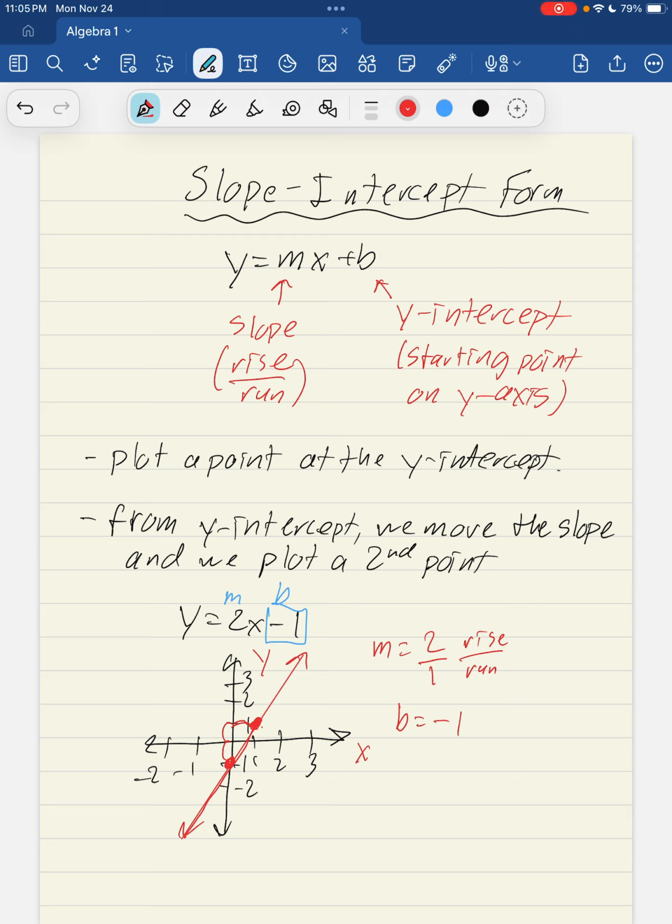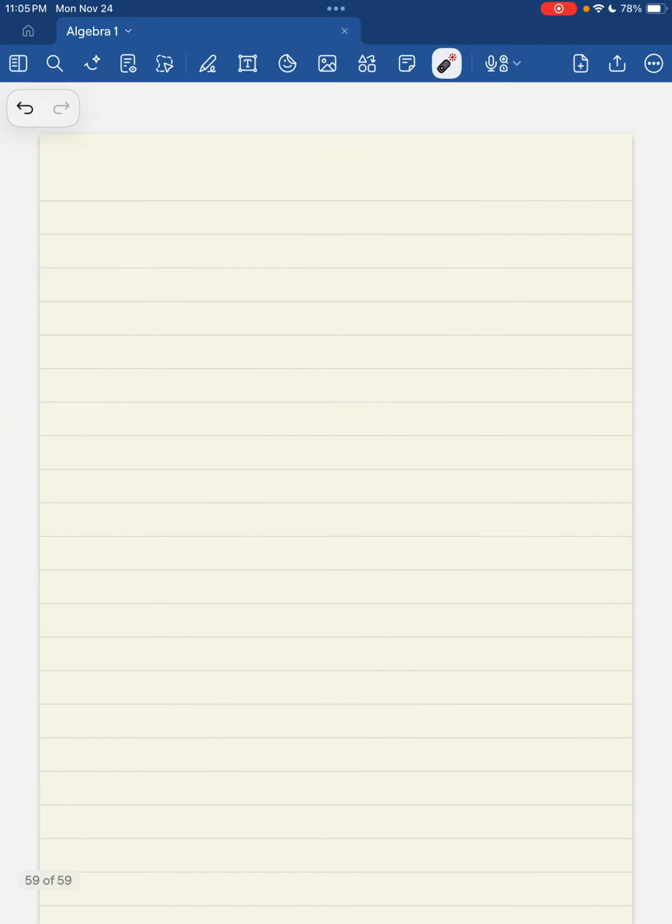Ta-da. There we go. Your teacher might say label the line. If they do, you can just label right on the line: y equals 2x minus 1, something like that. And there we go. So that's the process. We always start with the y-intercept, put your dot there, and then move the slope, rise over run. There's our rise, there's our run, up 2, right 1. We're good to go.